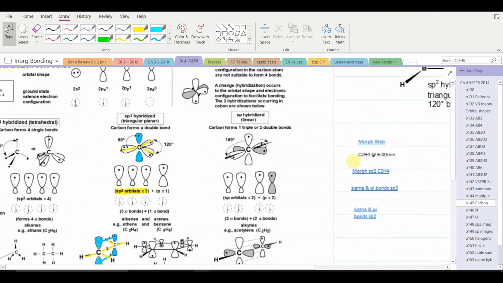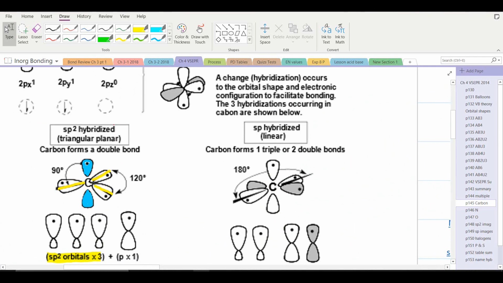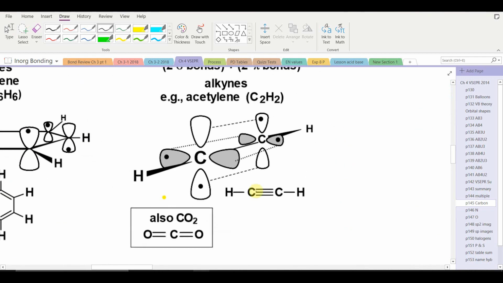The carbon can also form a triple bond, as for example in acetylene. A carbon-to-carbon triple bond still has 4 bonds. Remember, a triple bond is made of 1 sigma bond and 2 pi bonds. So in this triple bond, there's 2 pi bonds and 1 sigma bond. How does it do that?